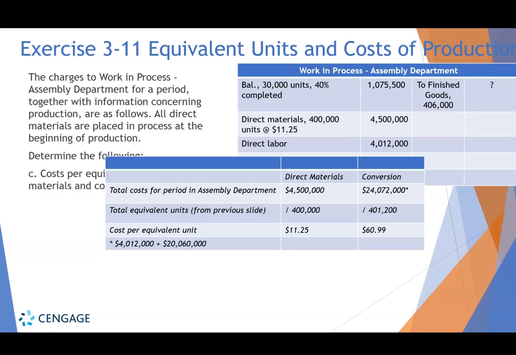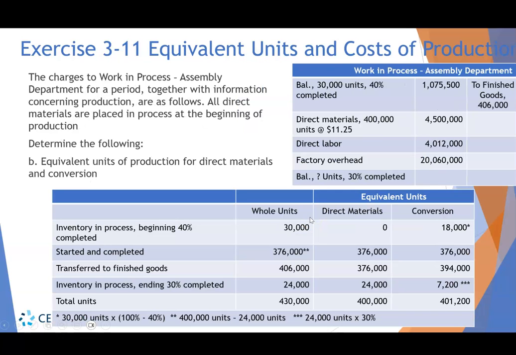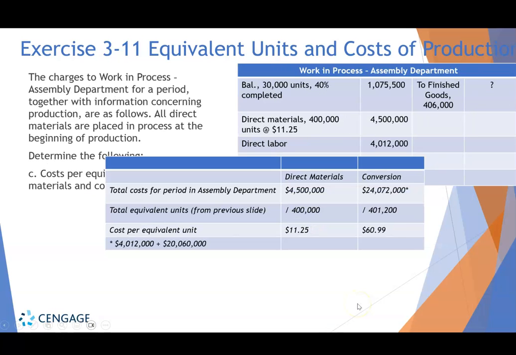Cost per equivalent unit. We know the total cost for the period put in was 4,500,000. It told us. And if we take the 400,000 equivalent units in terms of direct materials, which we see right here, 400,000 units, that would be $11.25 per unit.